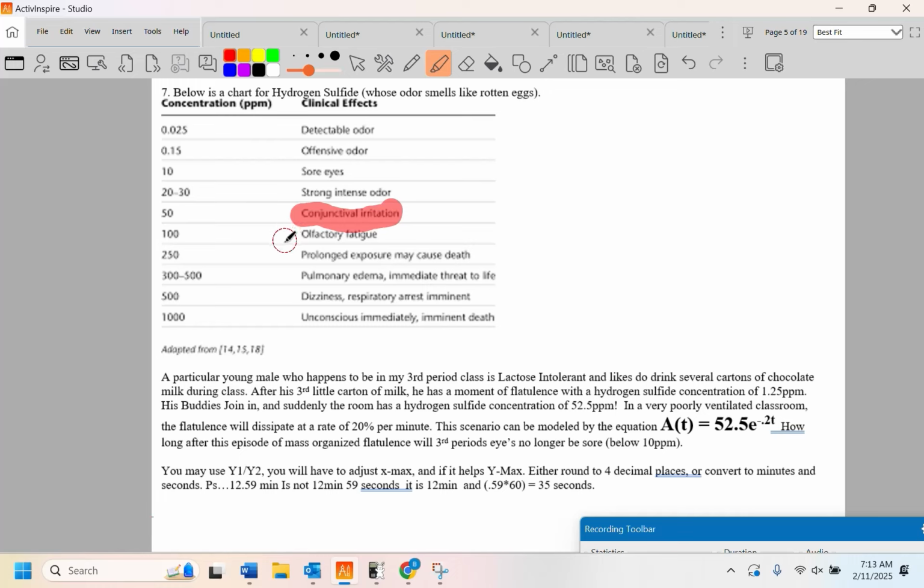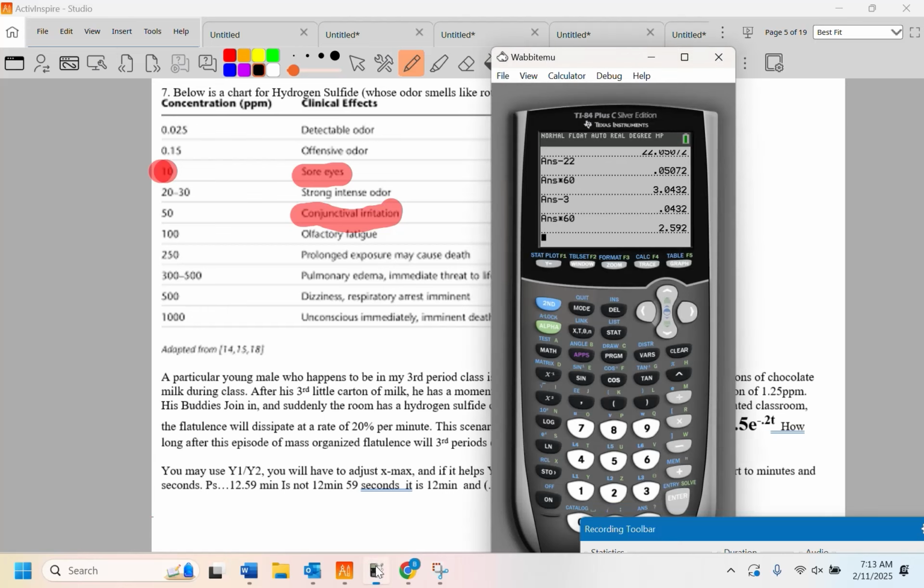That's itchy skin. How long after this episode of mass organized flatulence will third period's eyes no longer be sore? So I want to get below 10. All right, so the setup here looks like this, where the amount, 52.5 e to the negative 0.2 t, is less than 10. That's the setup. And you're allowed to use y1, y2.